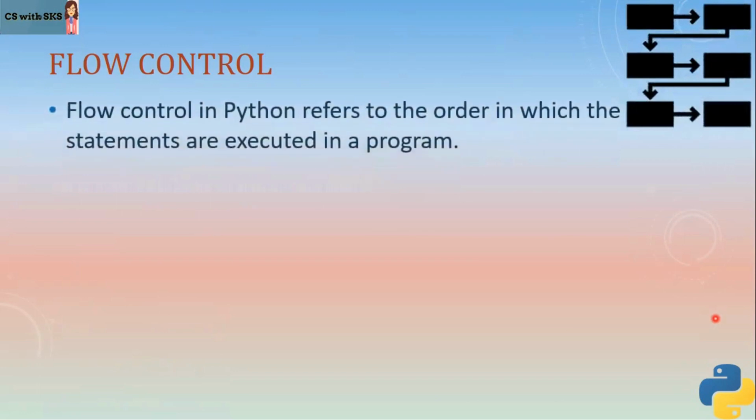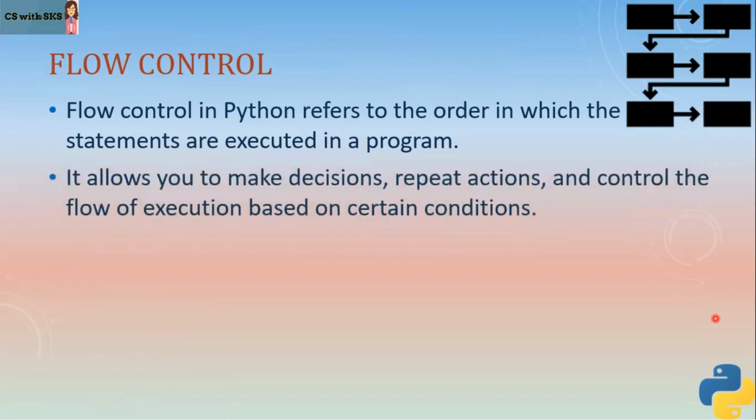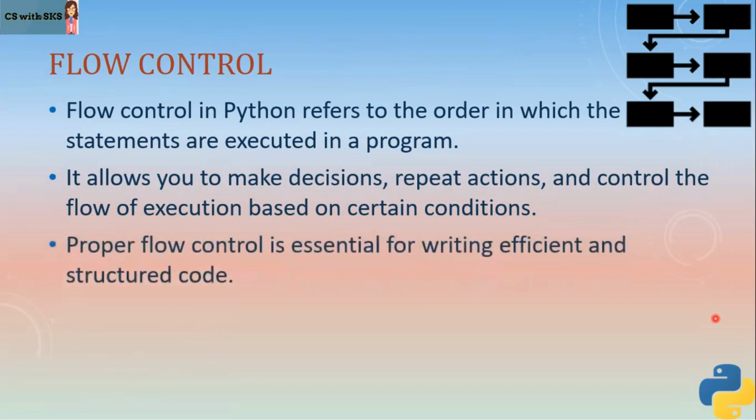So in Python or in any programming language, flow control means the order in which the statements are executed in a program, whether they are one after another or there is any change in the flow because of some decisions or some conditions which are mentioned in between. So it allows you to make decisions or repeat actions and control the flow of execution based on certain conditions. Proper flow control is essential for writing efficient and structured code, right?